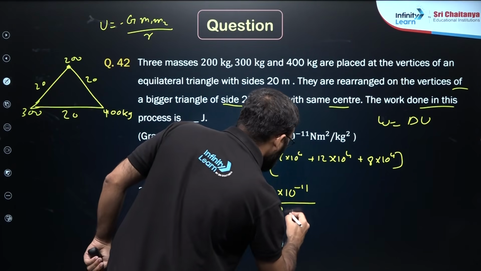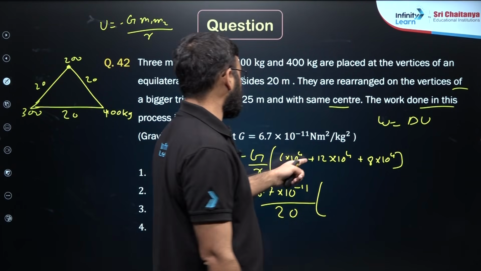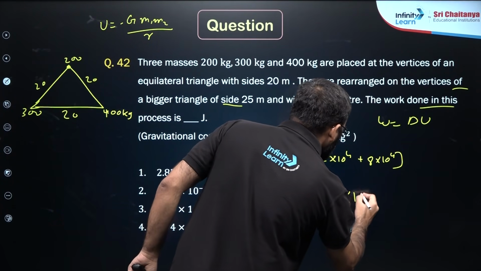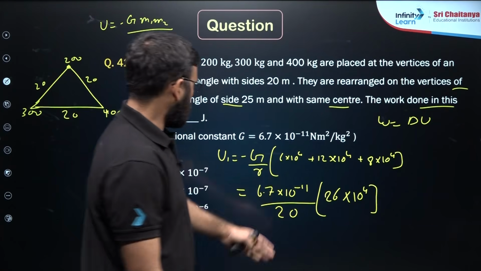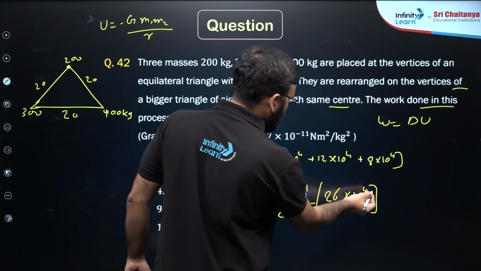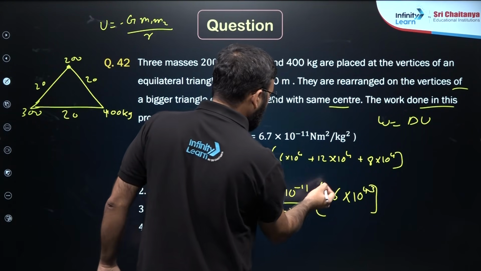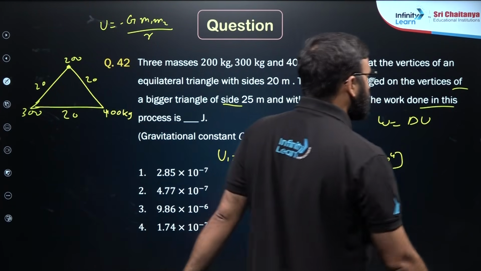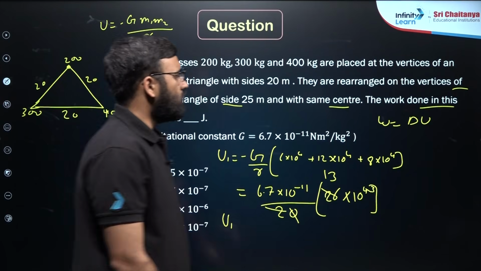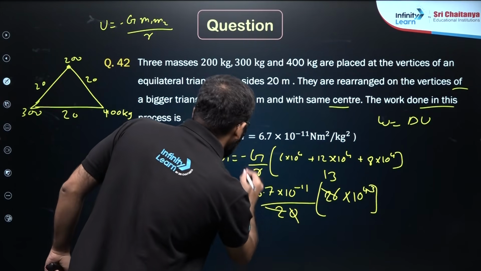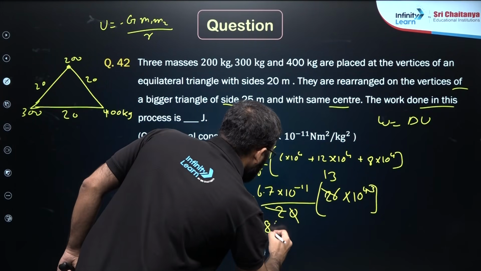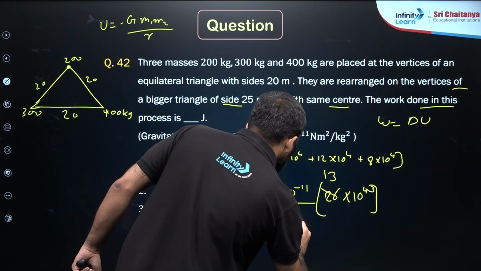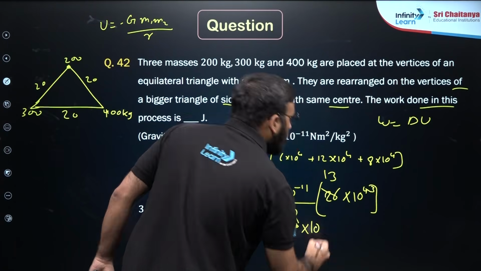Okay, so 20 into 6, 26 into 10 to the power 4. Okay, so just do this calculation beta. One is cancelled out, and this is my 13. So what is my u1? Easily you can write this one, 31 into 6.3, that is you can get minus, because already negative is there, minus 86.71 into 10 to the power minus 8.